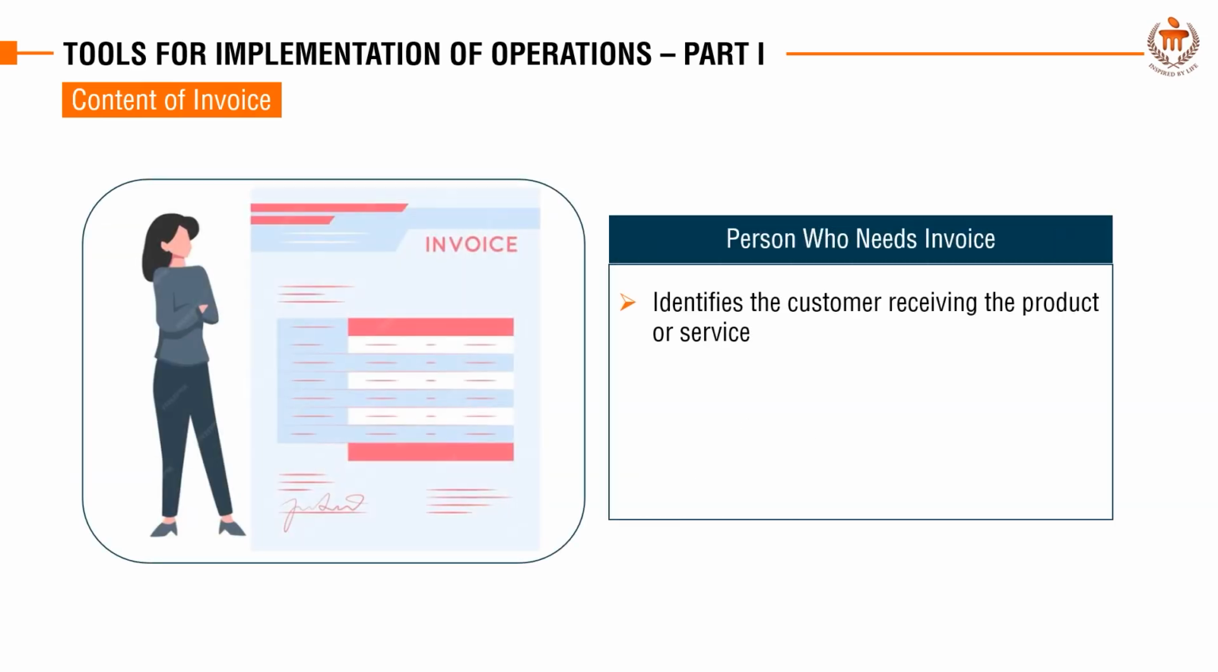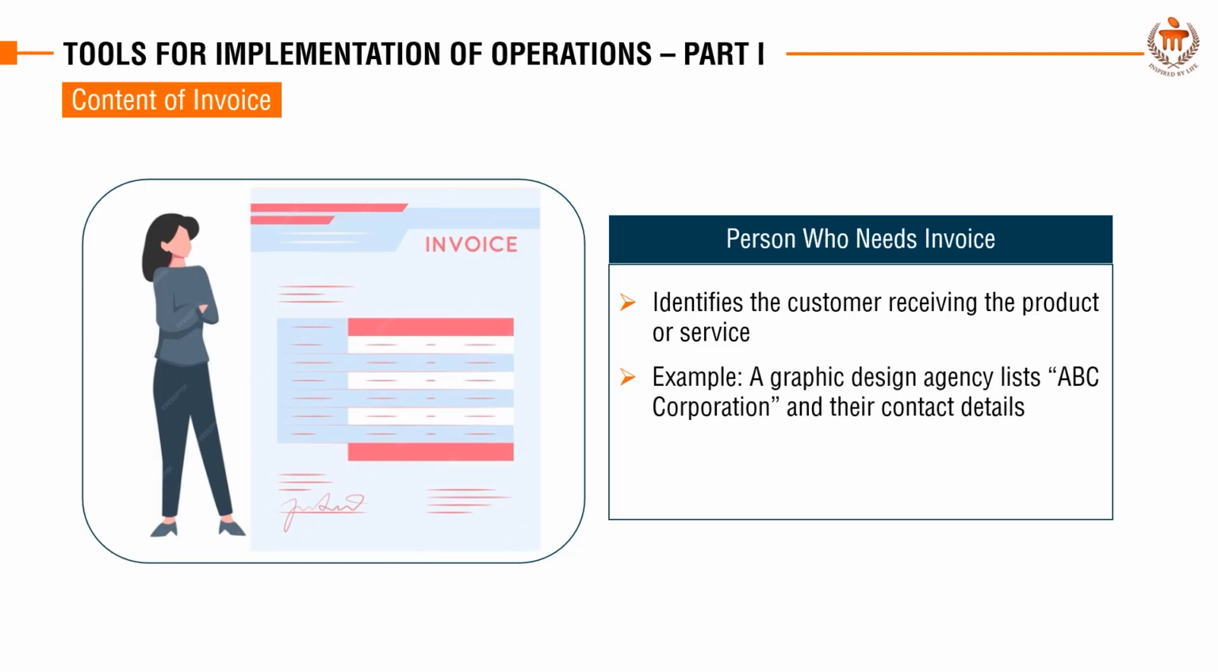Person who needs invoice. This section identifies the customer to whom the product or service is being sold. For instance, if a graphic design agency is creating marketing materials for a client named ABC Corporation, the invoice would include the name and contact details of ABC Corporation. This information is crucial for record keeping and ensures that the invoice reaches the correct recipient for the payment.